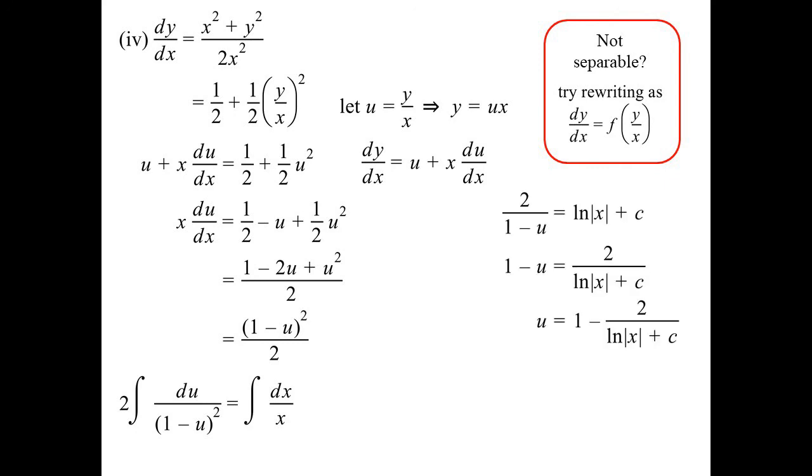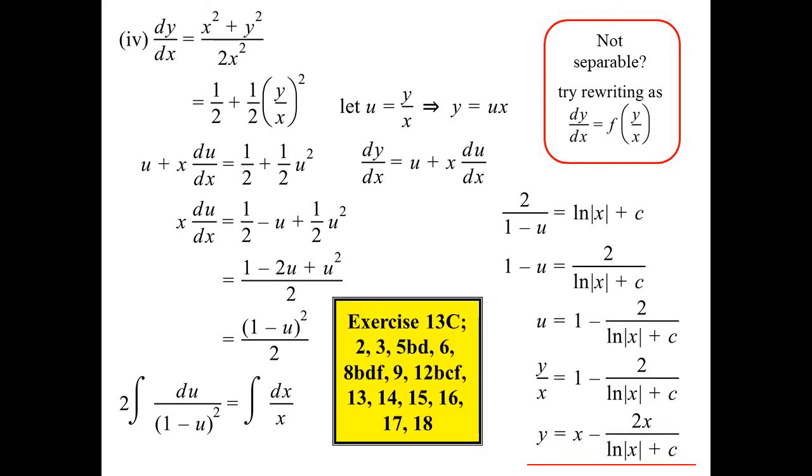So 1 minus u is the log of x plus a constant. Okay, so 1 minus u is equal to 2 over the log of x plus a constant. So I've made u the subject, but remember u is y on x. Now I'll put that back into it, multiply by x, and I have this wonderful expression. Exercise 13C's on our separation of variables. We'll give that a go.